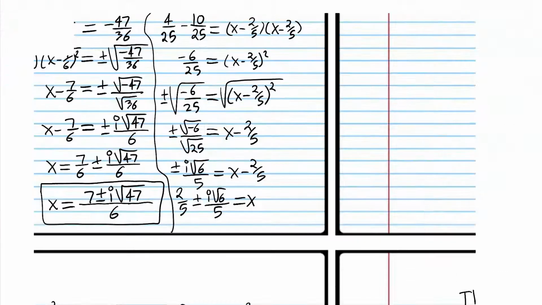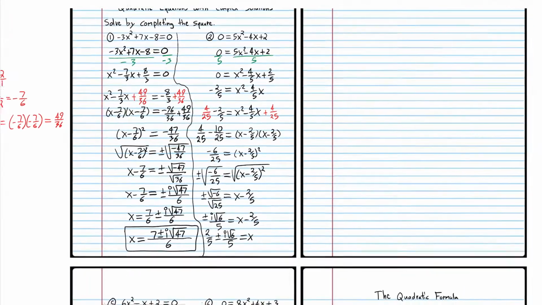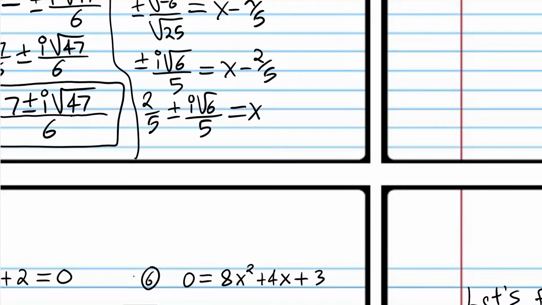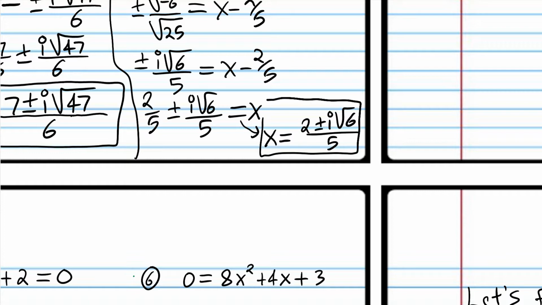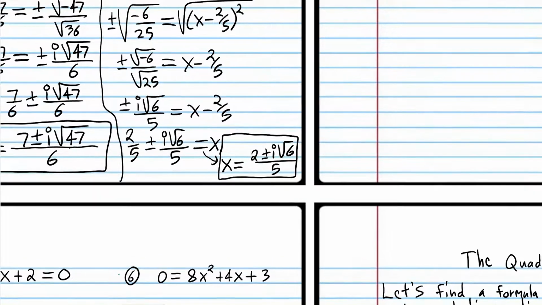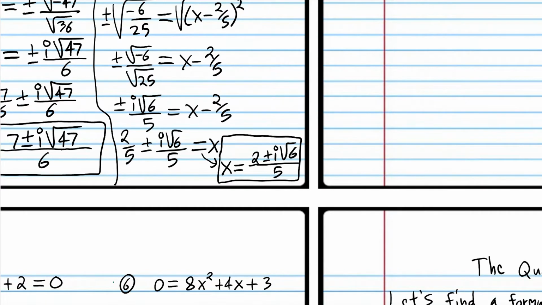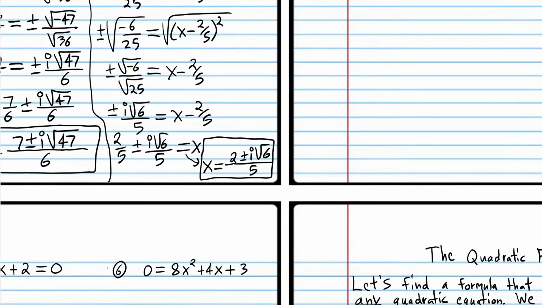And our final answer, if we have enough room, is going to be x is equal to 2 plus or minus i root 6 all over 5. So I'm sorry we ran out of room there. Again, we have a common denominator, so we can just add those together.